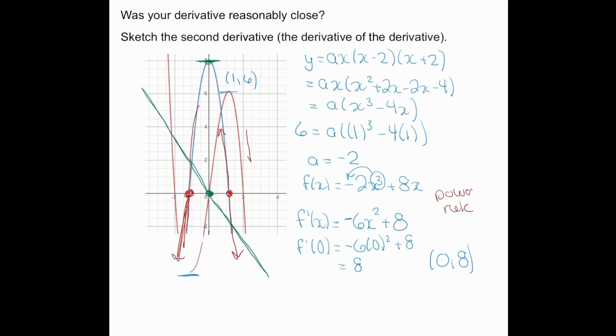Looking at the graph of the derivative, we can see that the slope is positive up to x equals 0 and negative after x equals 0. Can you see a connection between the slope of the second derivative and the direction the original function is opening up? What about where the second derivative equals 0? So right here, what do we think is happening there?